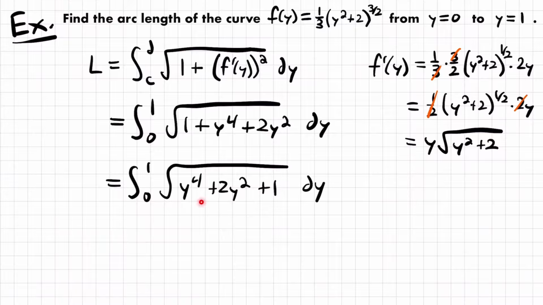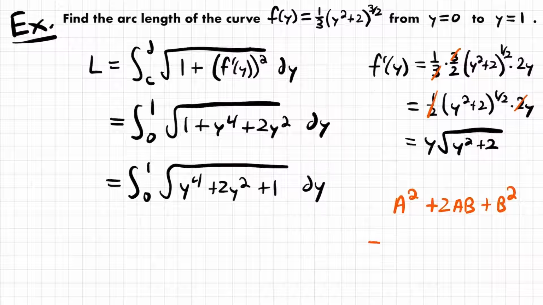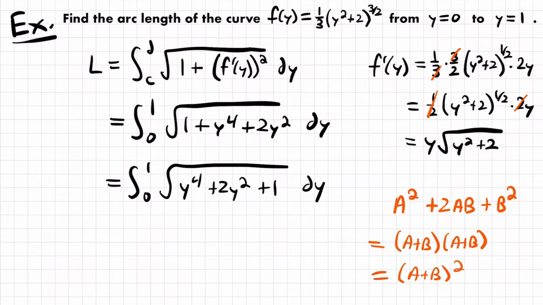But now what we have here is a polynomial that we can factor, right? So this polynomial is in the form of a squared plus 2 times a times b plus b squared. And this can be factored to be equal to a plus b times a plus b, and that is equal to a plus b squared. And here's how I know that it's in this form.